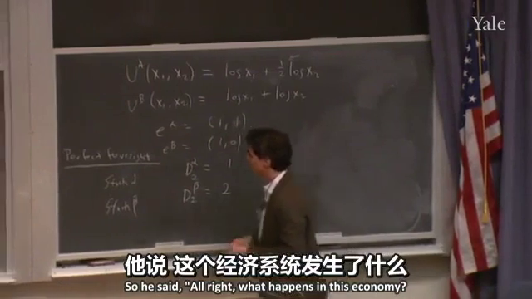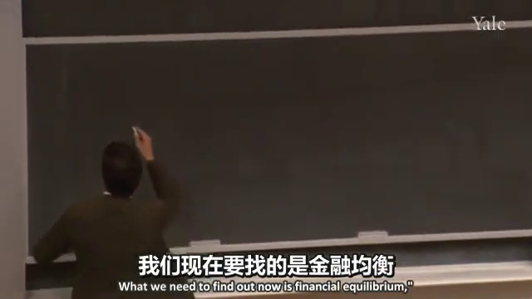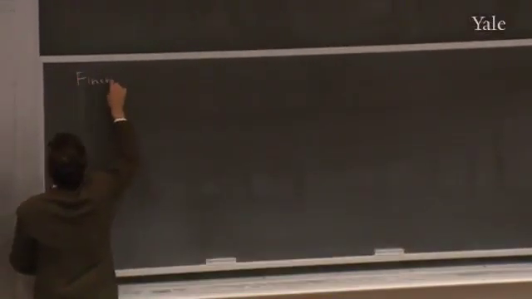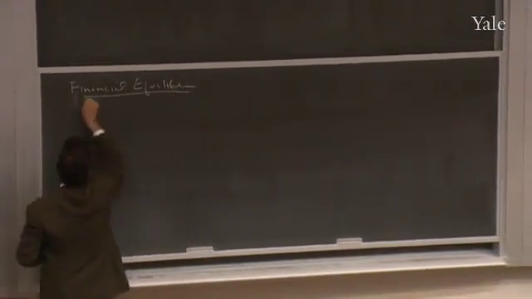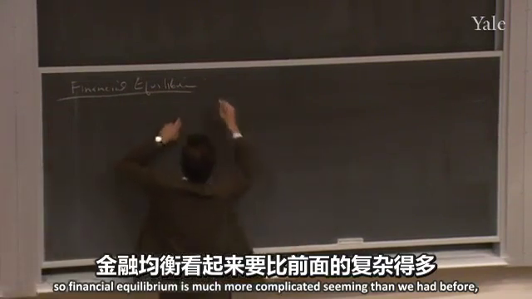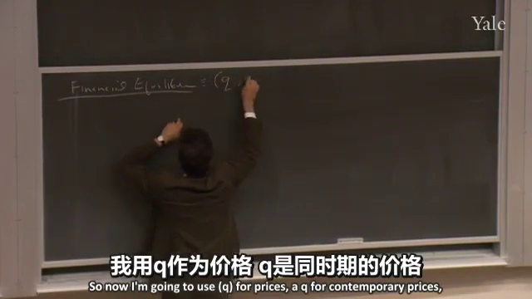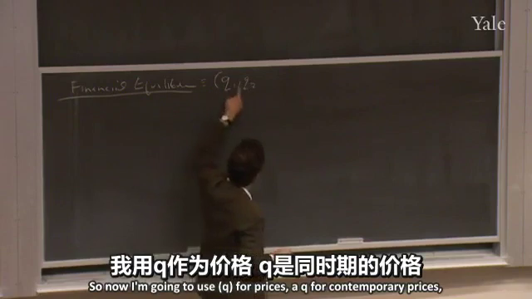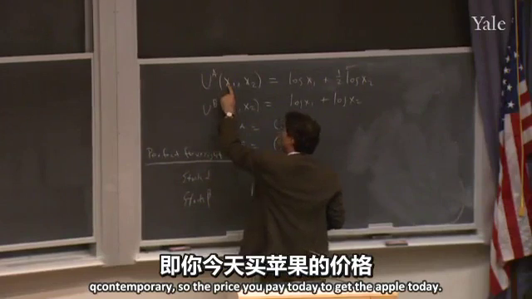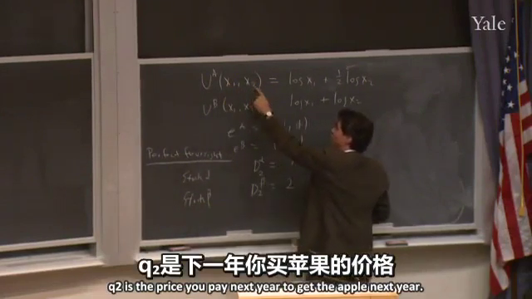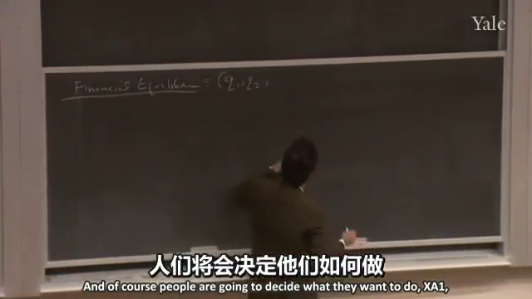So he said, all right, what happens in this economy? Let's just be very commonsensical. What we need to find out now is financial equilibrium. So financial equilibrium is much more complicated seeming than we had before, because we care about the prices. So now I'm going to use Q for prices. These are going to be Q for contemporary prices. Q1, the price you pay today to get the apple today. Q2 is the price you pay next year to get the apple next year. They're contemporary prices.